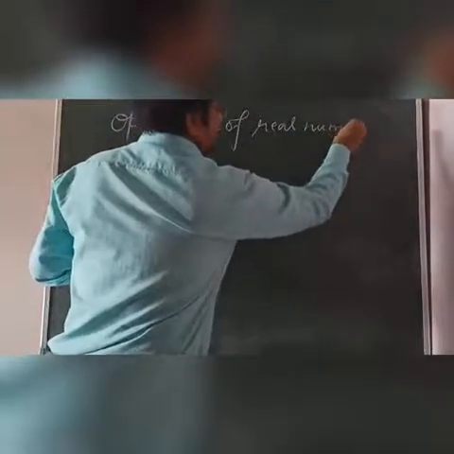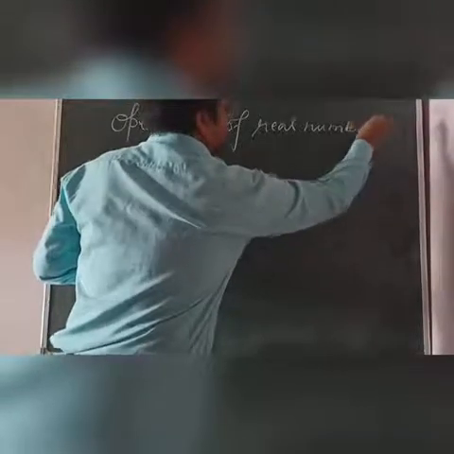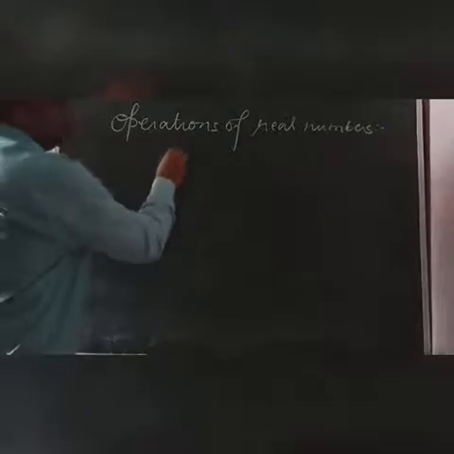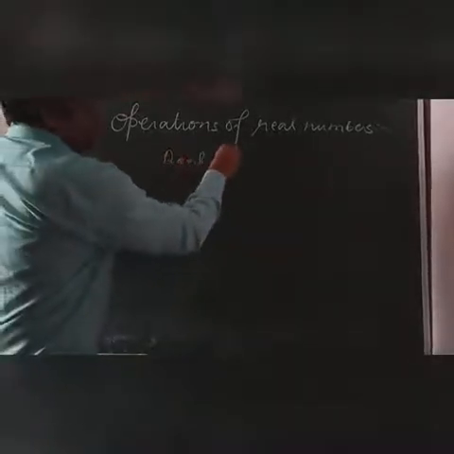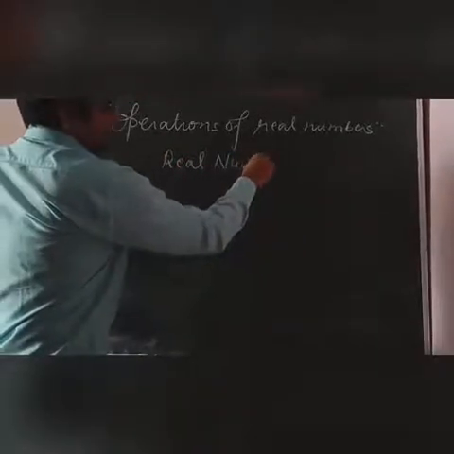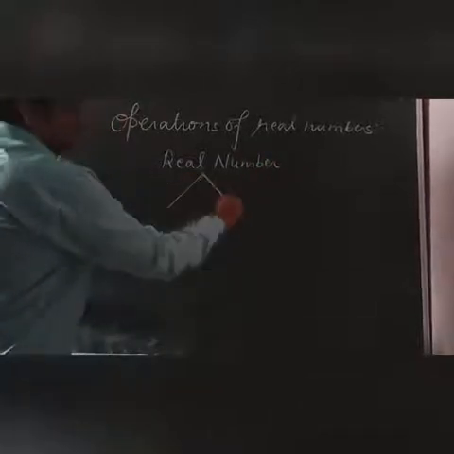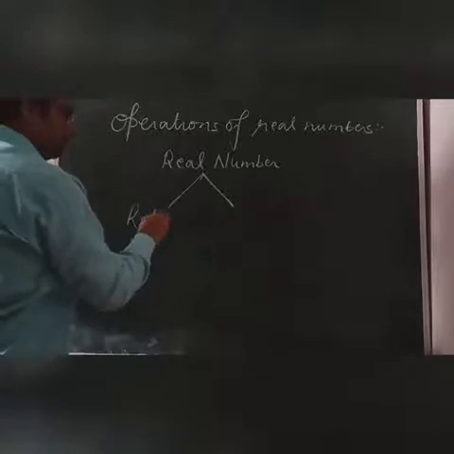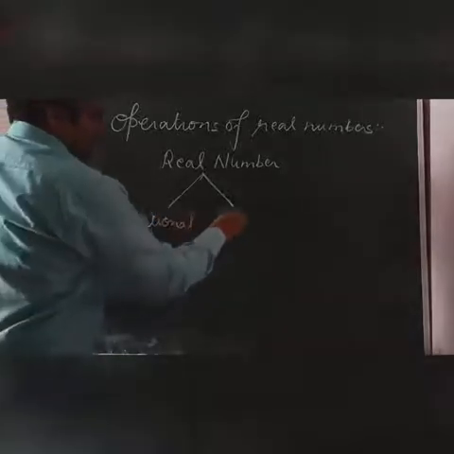Operations of real numbers. You all know real number is actually two types of number: rational number and irrational number.